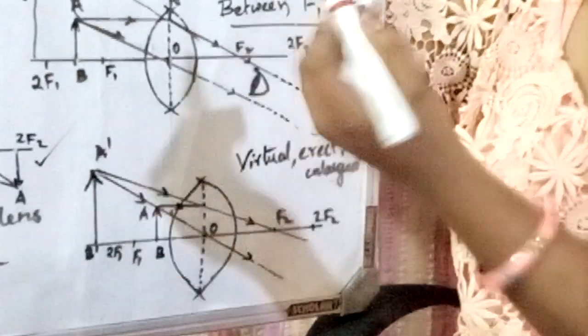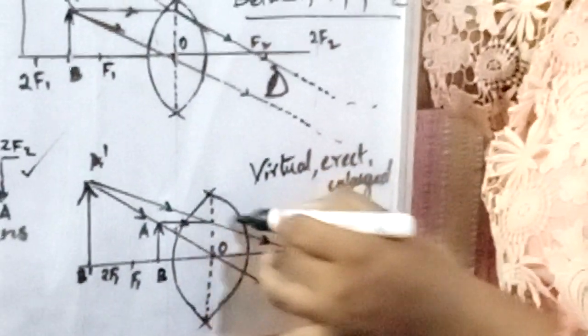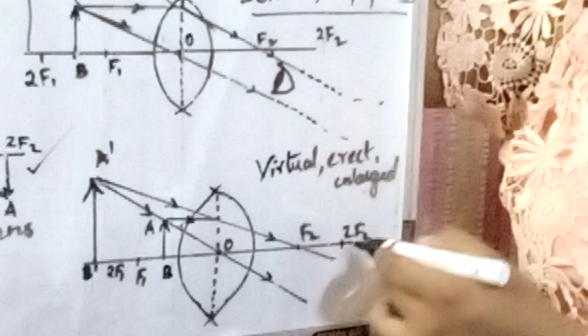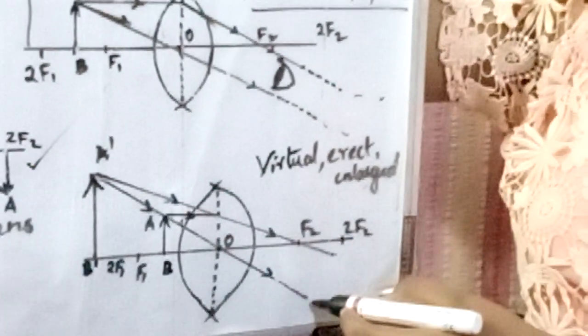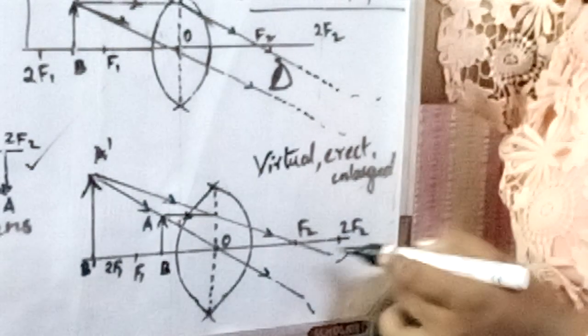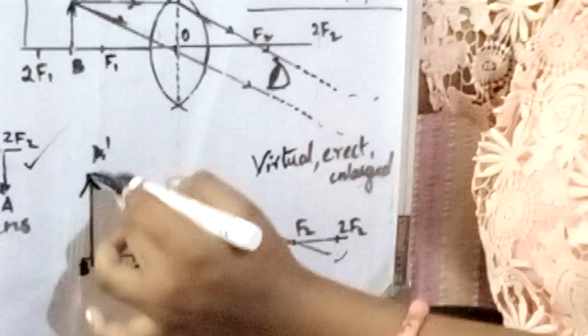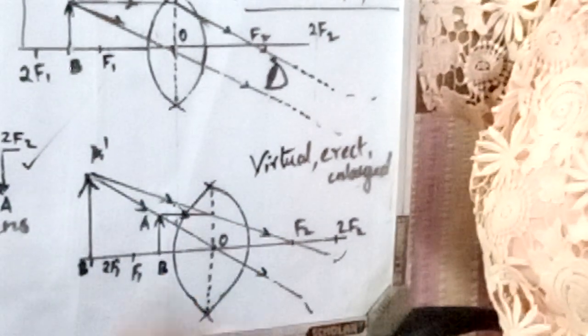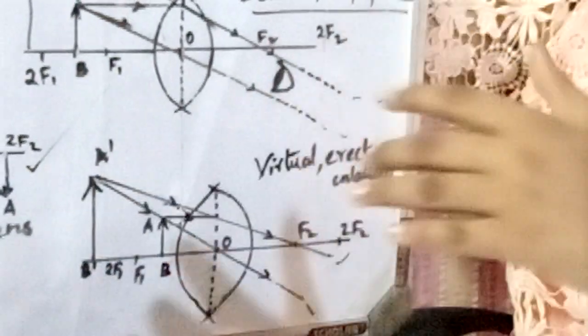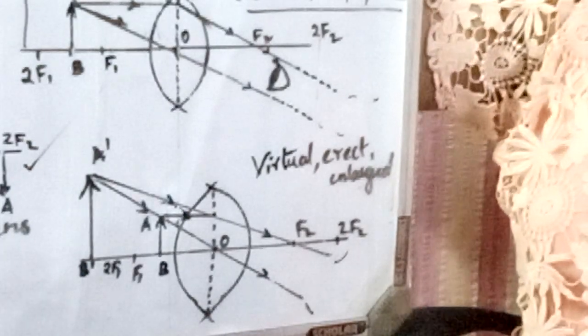So over here, as I told you, the parallel ray goes to the focus, and this is actually very diverting, so it will never meet. It will go like that, and when you extend it backwards, it meets over here, and this forms an image on the same side, which is enlarged and which is virtual. So we've learned what convex lenses are.